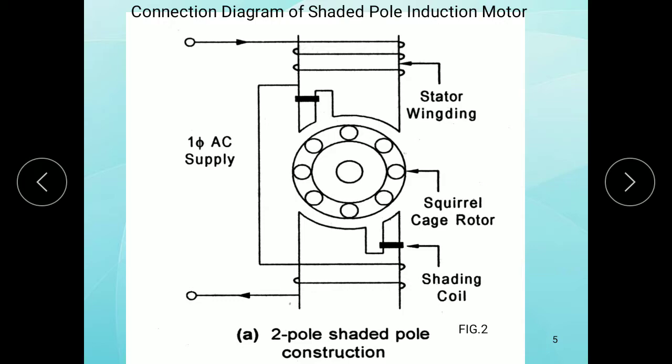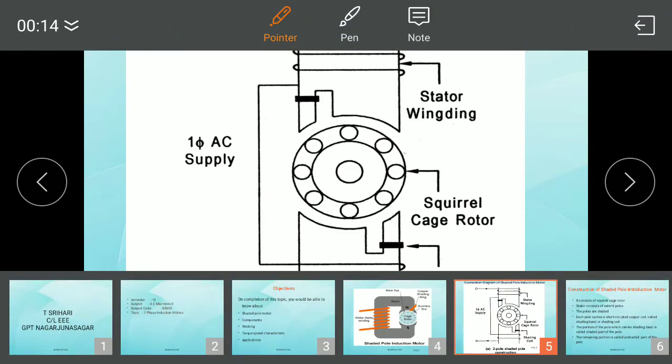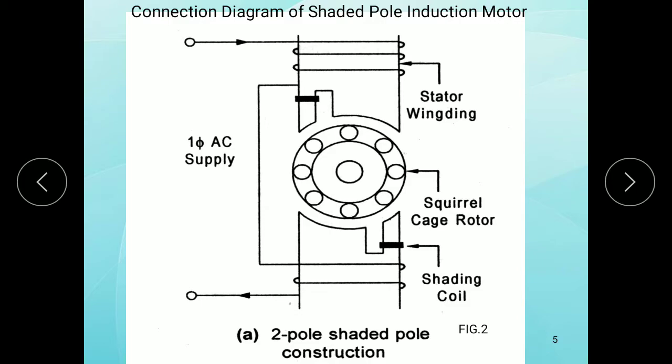Here the connection diagram of the shaded pole induction motor is shown. This is the two-pole shaded pole construction. Here this is the shaded pole, and this is the unshaded pole. This one is also a shaded pole, and this is an unshaded pole.